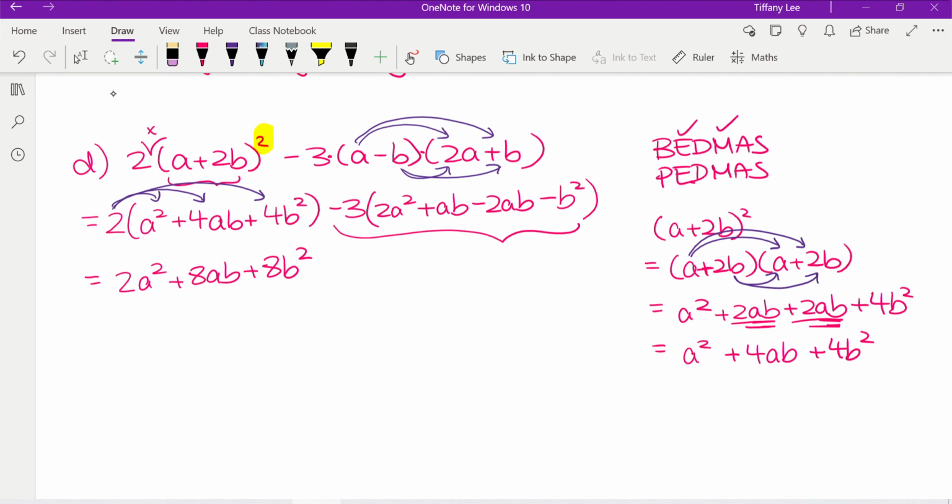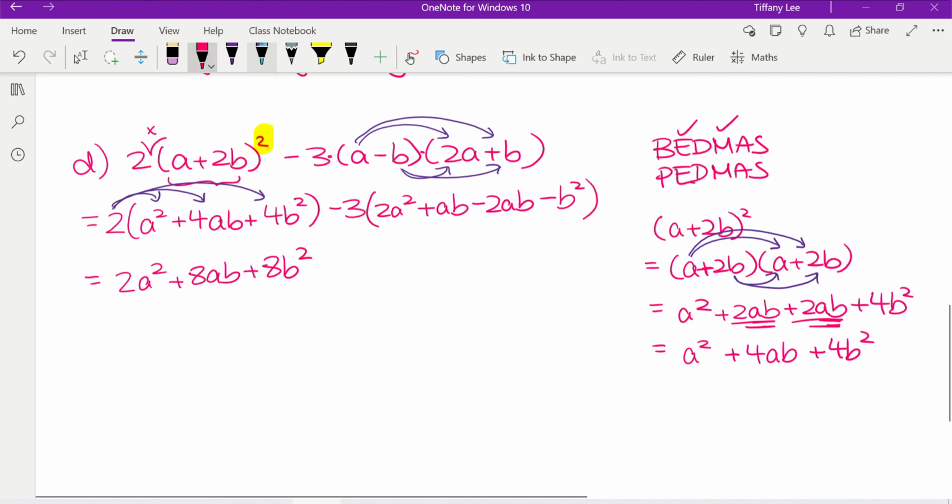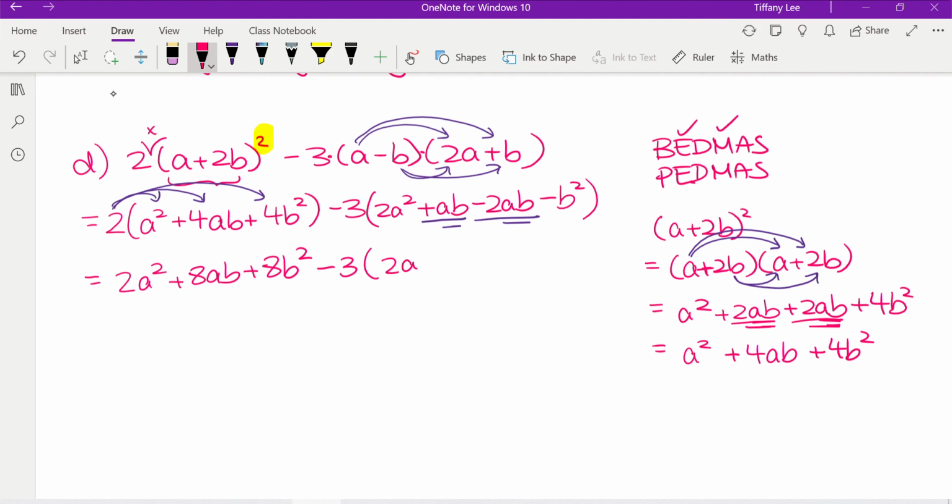Ooh, lots of a's and b's. Now, before I start multiplying the negative 3 in, I notice that I have like terms here. I have positive ab and negative 2ab, right? They have the ab terms. So I'm actually going to combine them first. So that's 2a squared, and then positive ab minus 2ab. You can think of this positive ab as positive 1 if you like. You get negative ab minus b squared.